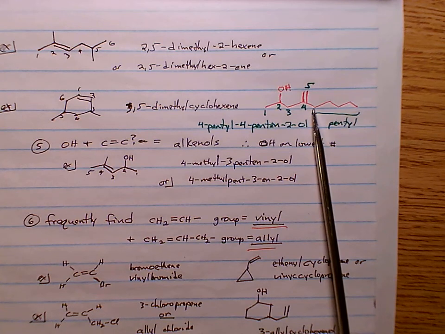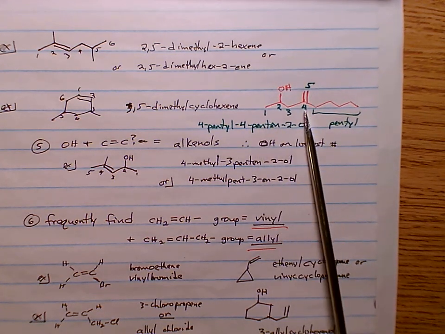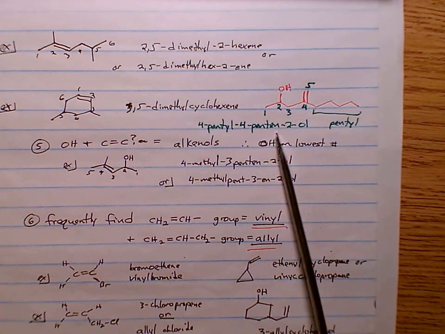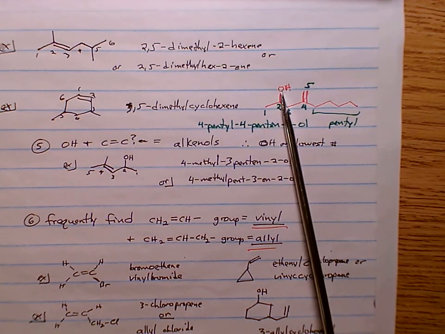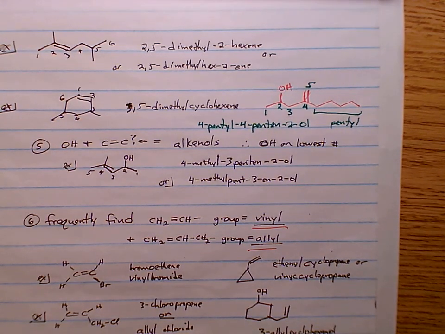Pentyl group on carbon 4. The double bond starts on carbon 4. That's our 4-pentene because there's 5 carbons in that chain. Second carbon has the alcohol.